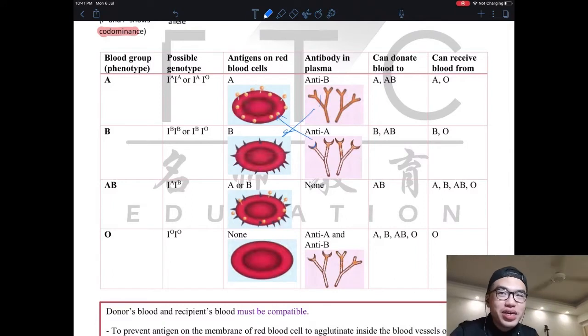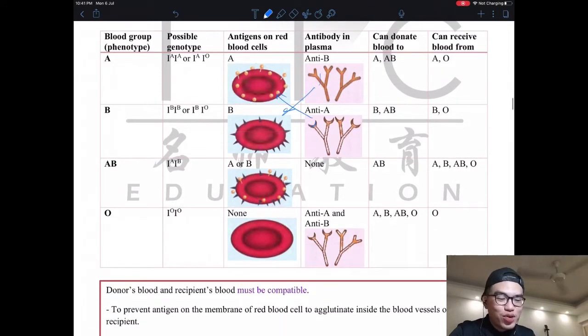For AB, AB is very good. On the surface of AB blood, it has triangular and round shapes. I have no antibody. I have no antibody. That's why an AB person can get blood from everyone. If I'm AB, I get A, I won't fight A because I have no anti-A. If I get it from B, I won't fight B because I have no anti-B. If I get it from AB, of course I can because I'm AB.